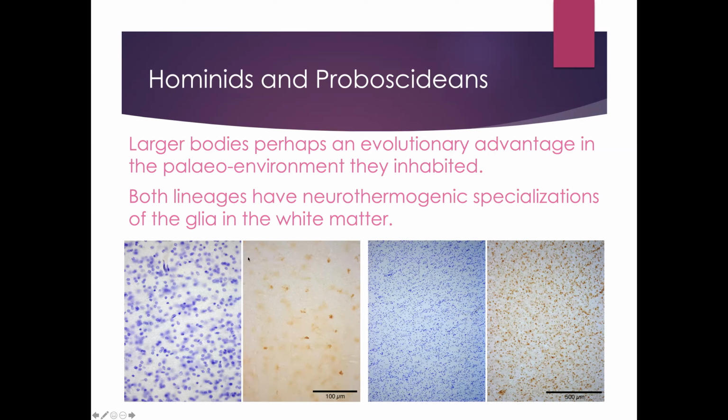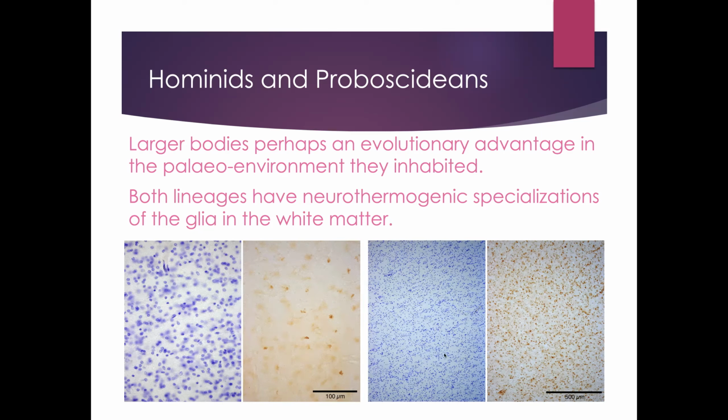We find that there are neurothermogenic specializations in both hominids and proboscideans, well, in humans, but it only occurs in the white matter. So unlike the whales and dolphins, where there's a lot of specializations in the neurons and so on, that doesn't occur in the hominids and the elephants. But in the white matter, this is the glial Nissl stain for glia in the white matter of a human brain. Here we see this is uncoupling protein 3 staining up different glia, and you can actually see all the filopodia of the glia as well.